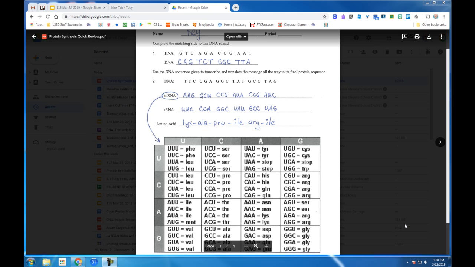protein synthesis and DNA. And about time to have a quiz on it, don't you think?